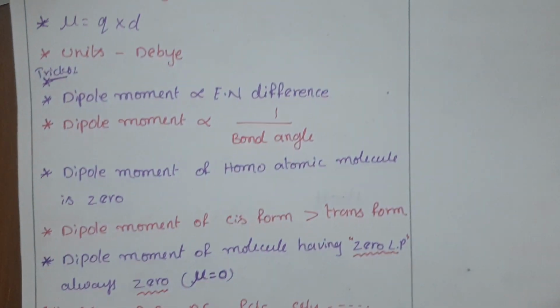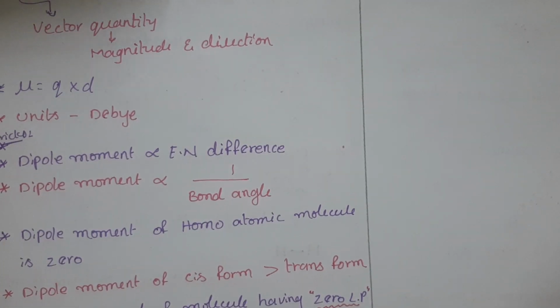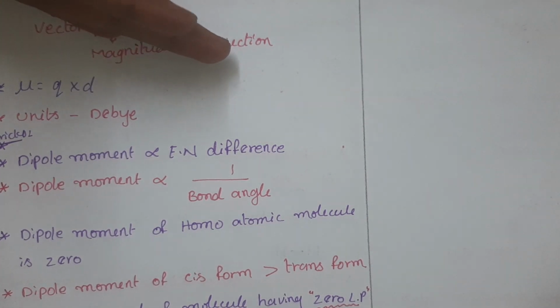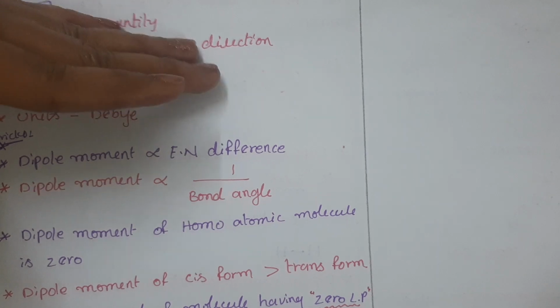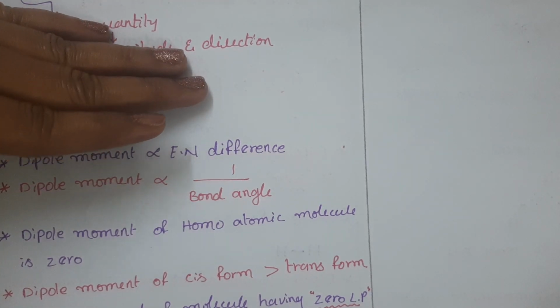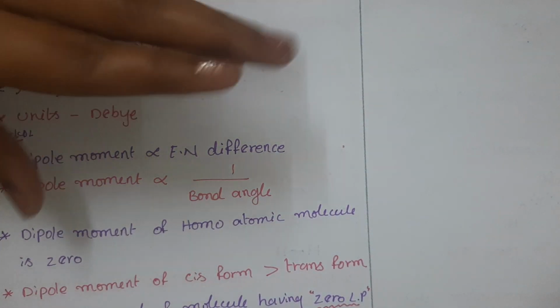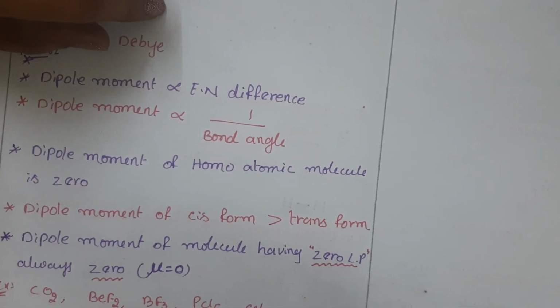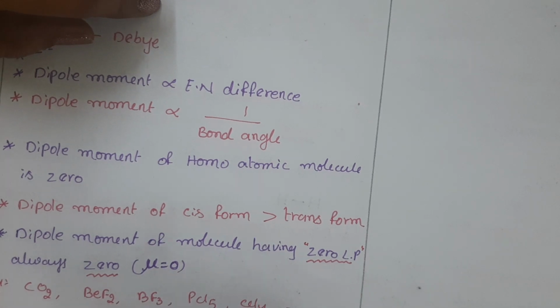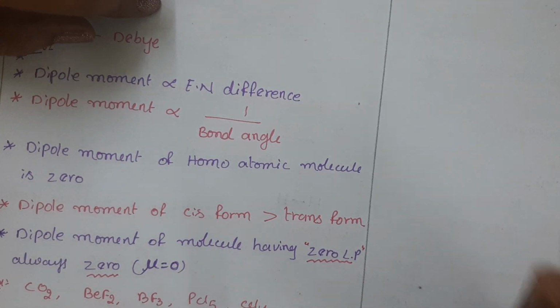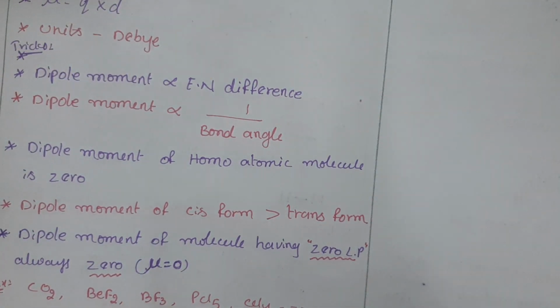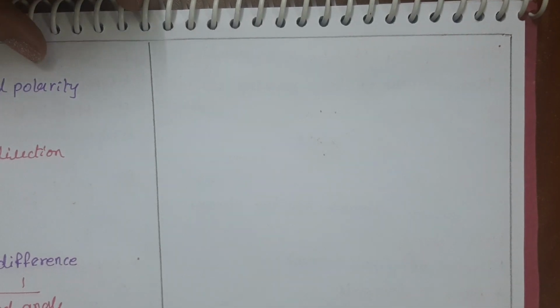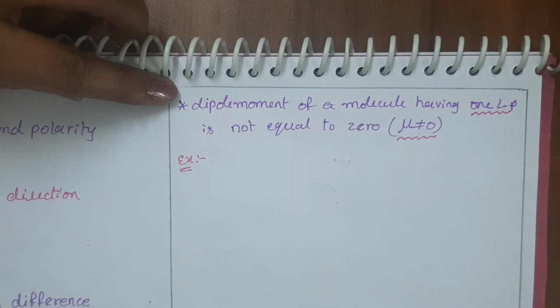Okay. Next one is the dipole moment of a molecule having one lone pair. If a molecule is having one lone pair, then the dipole moment for that type of molecule is always not equal to 0. If a molecule has 0 lone pairs, mu equals 0. If a molecule has one lone pair, mu is always not equal to 0.